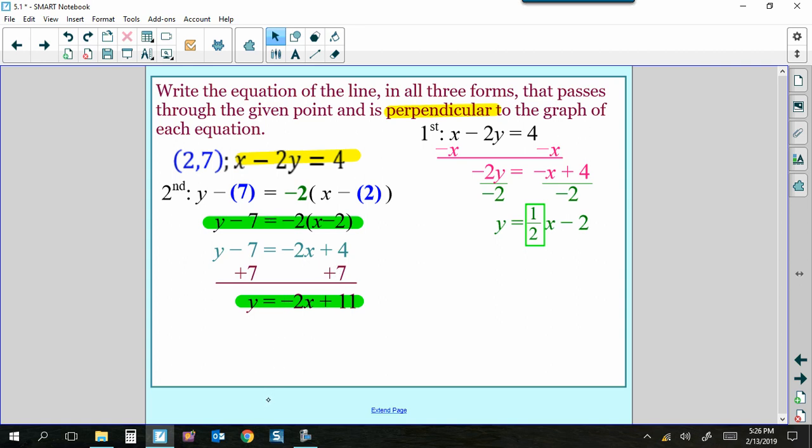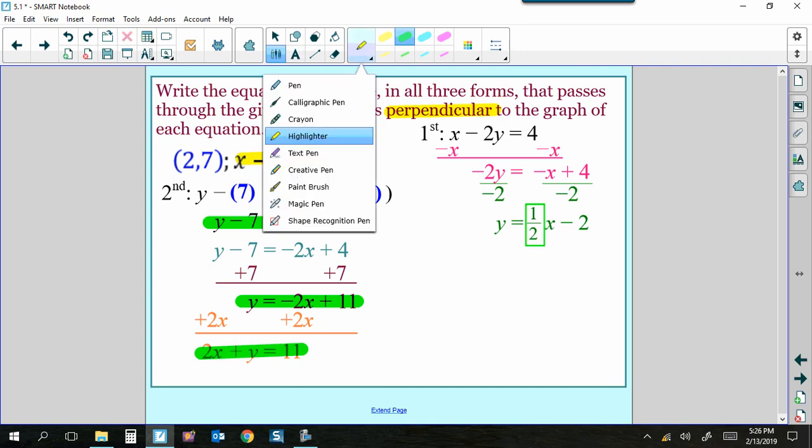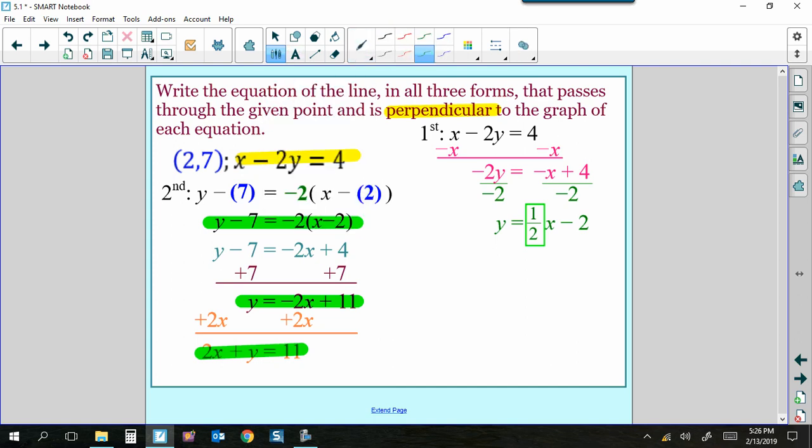And as Mrs. Netz said, our x and y need to be on the left side of our equal sign, so we need to move this negative 2x by adding it. And then we just need to double check our criteria for standard form. Do we have a positive a term? Do we have our a, b, and c are integers? So 2 is positive, we have 2, 1, and 11, so our standard form is good to go.